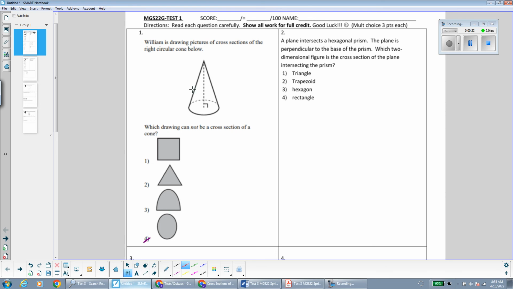If we cut on a slant, we can get the shape that is in answer choice number 3. If we cut vertically, we can get a triangle. There is no way that we can get a square out of this cone.